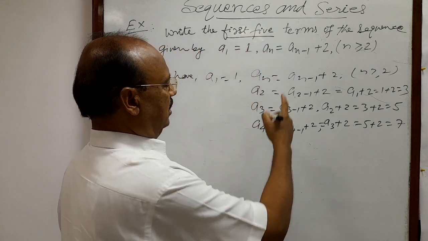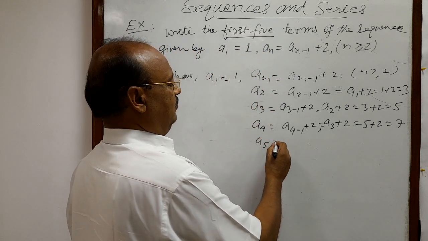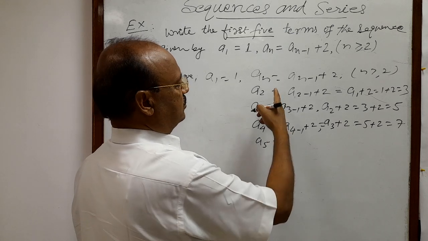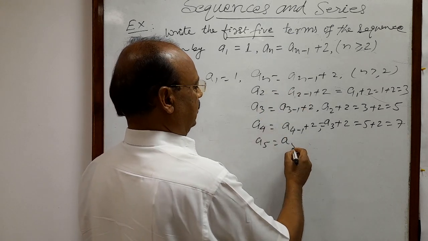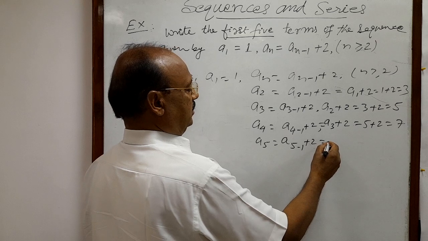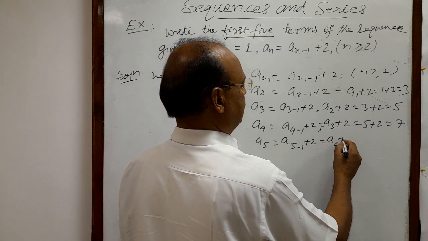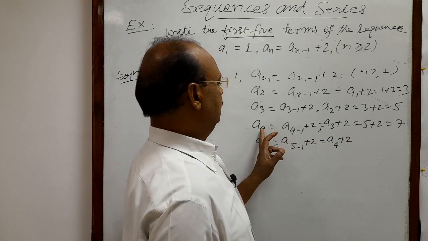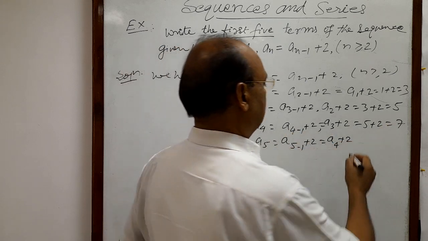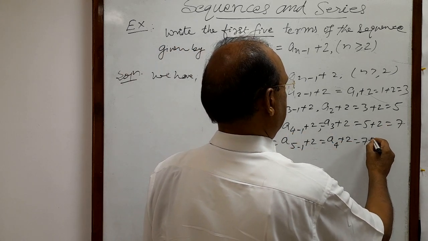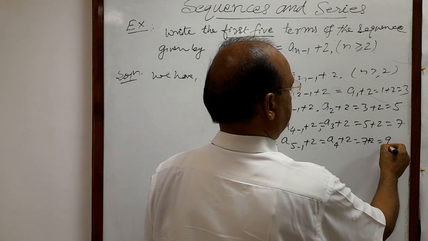Correct? And the last term a5 will be, in place of n we have to write 5. So a5 minus 1 plus 2, this is equal to a4 plus 2, and a4 is equal to how much? You see, a4 is equal to 7. So this is equal to 7 plus 2, and this is equal to 9.